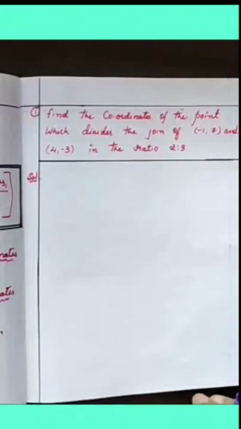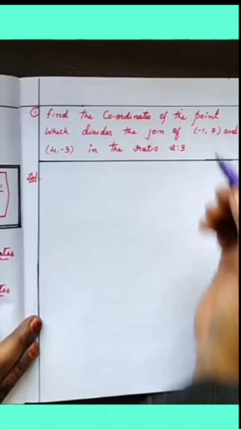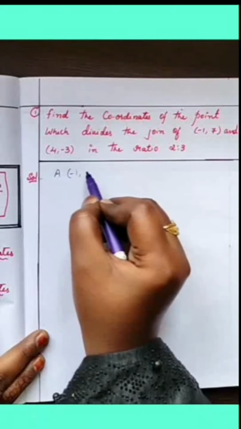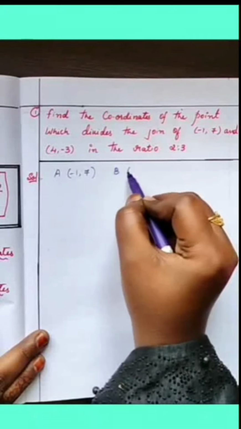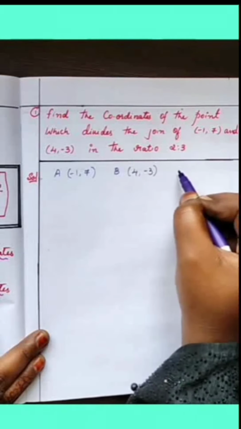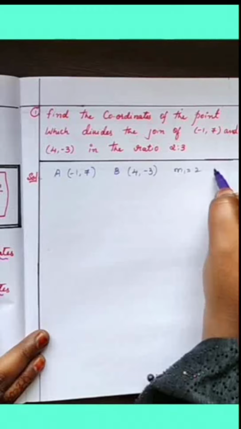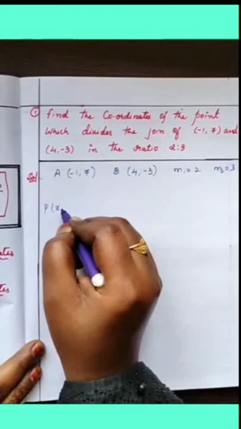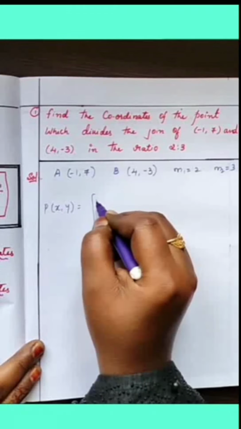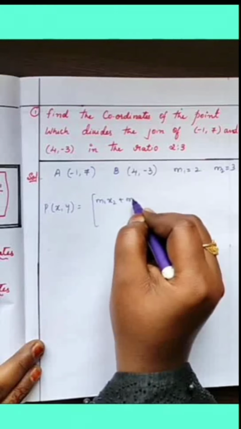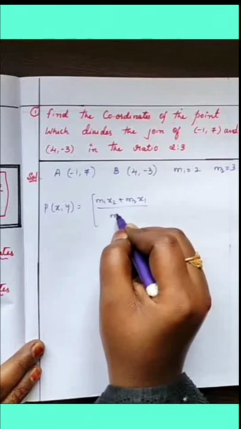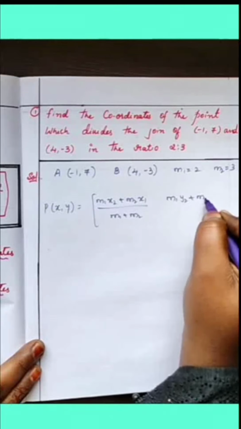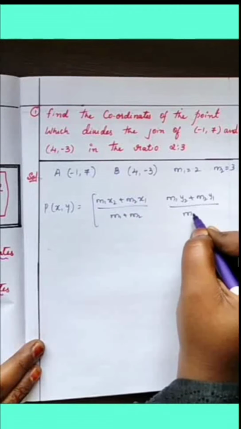Now write down the section formula and substitute all these values in it. Consider A equal to (-1, 7) and B equal to (4, -3). The ratios are m1 equal to 2 and m2 equal to 3. Now write down the section formula. What is the section formula? P(x, y) is equal to (m1 x2 plus m2 x1) divided by (m1 plus m2), (m1 y2 plus m2 y1) divided by (m1 plus m2).